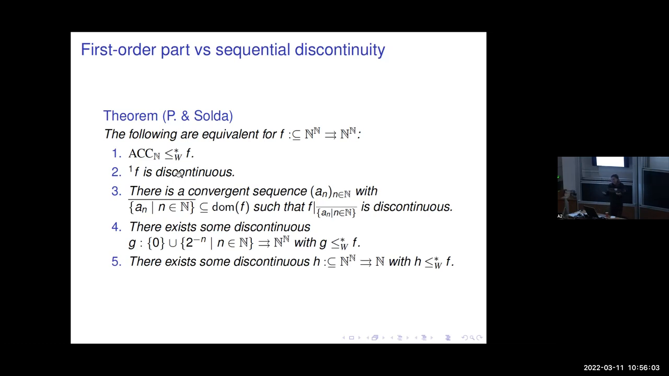So the first order part really captures a particular way of why stuff might be discontinuous.